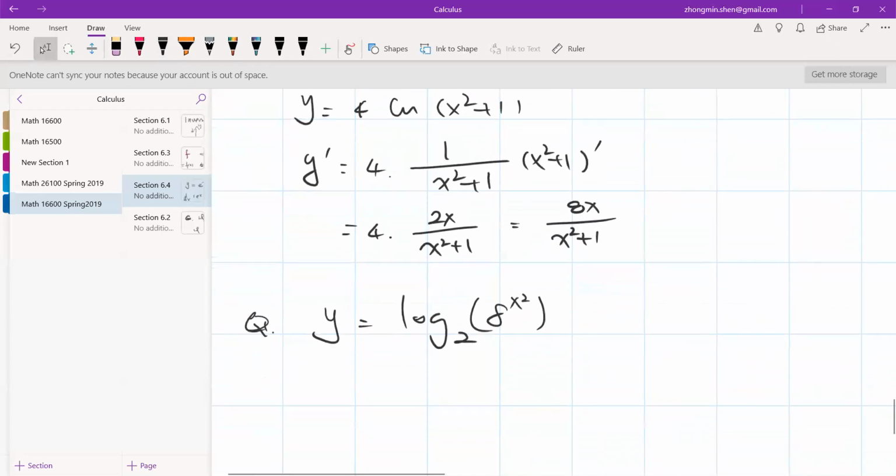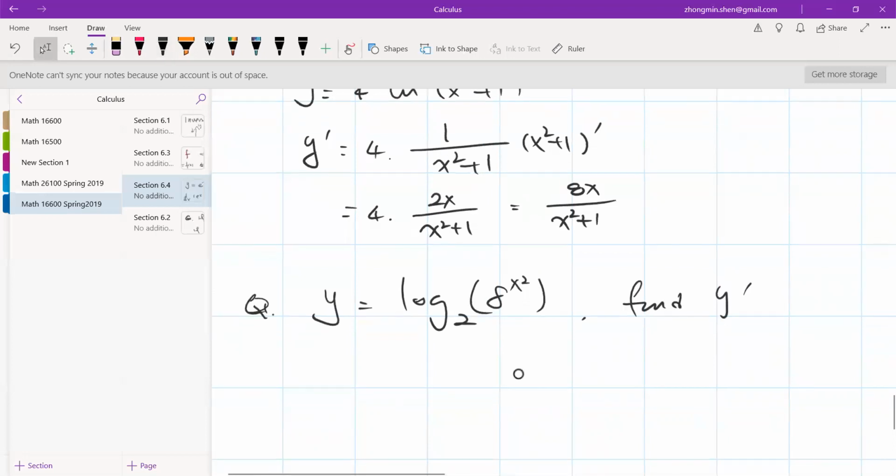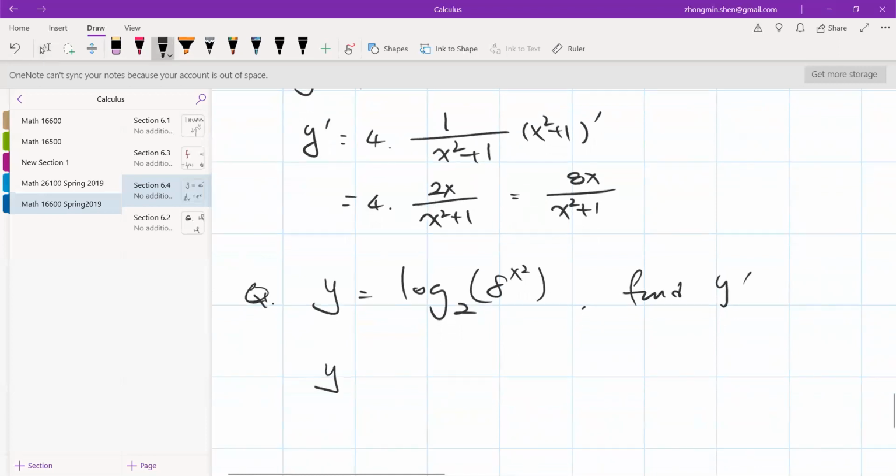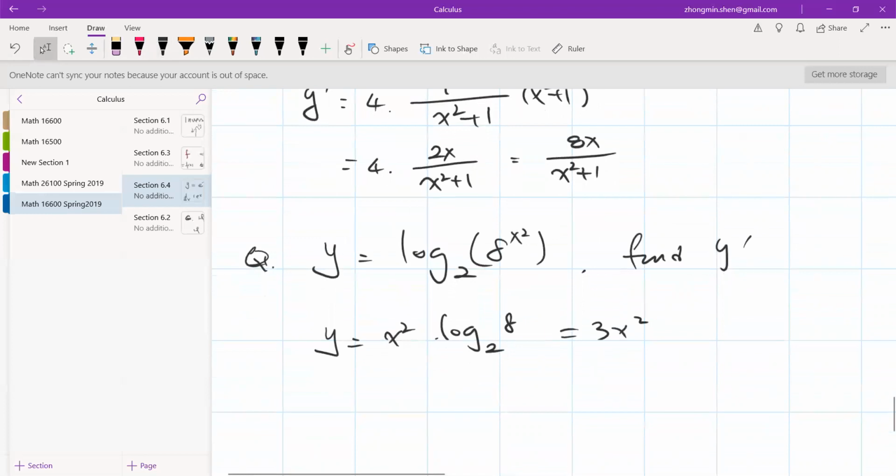There are a couple of ways to do it. One is you maybe simplify the function first. Find y prime. You should simplify the function first. This is going to be x squared, but this number is just 3. Then it's very simple if we simplify it, just dy dx is just 6x. Okay.